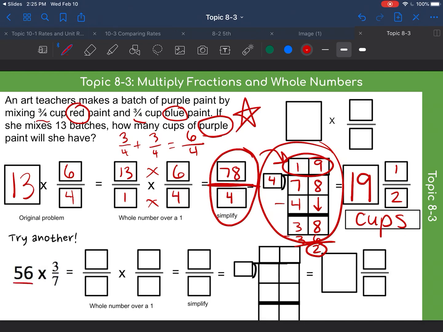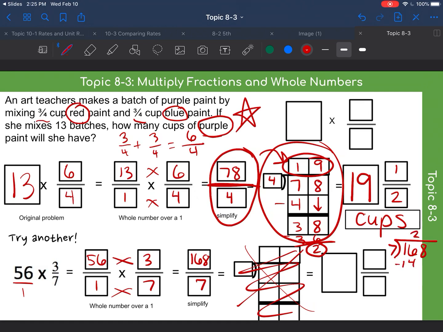All right, so let's look at this other one. Same thing. We put that whole number over 1. So 56 over 1 times 3 over 7. We multiply straight across. No common denominator needed. 56 times 3 is 168. 1 times 7 is 7. Now we're doing our division. Don't even use this because I didn't give you the right template for that. So we're doing 168 divided by 7. You can just do that on a scrap piece of paper.